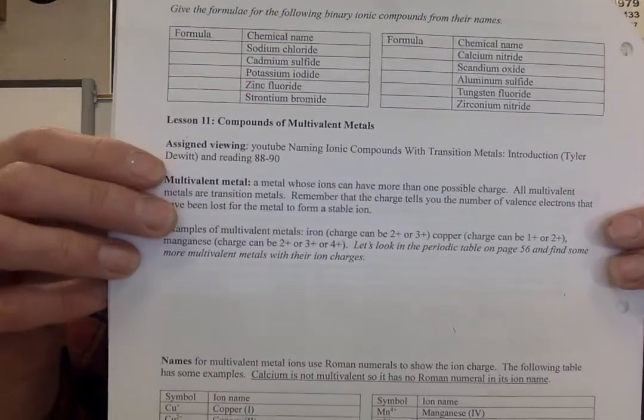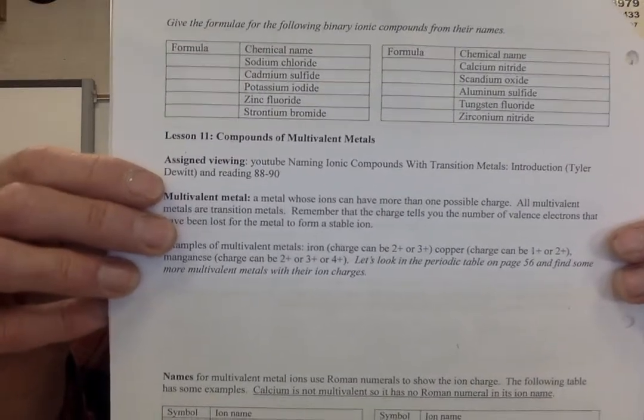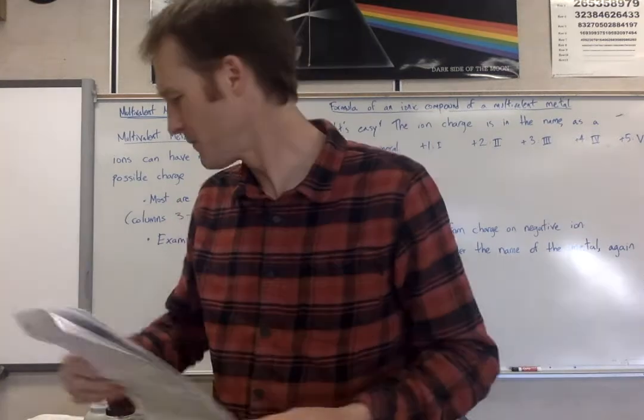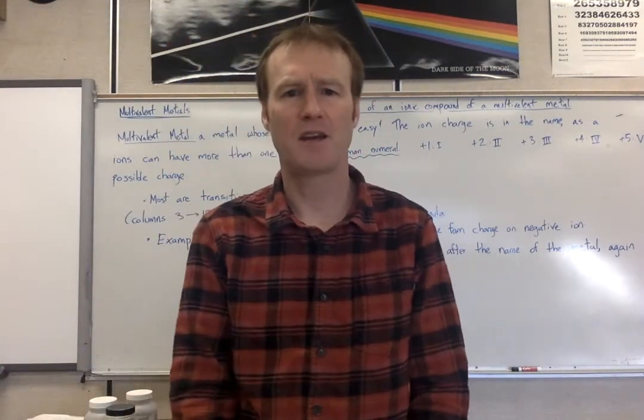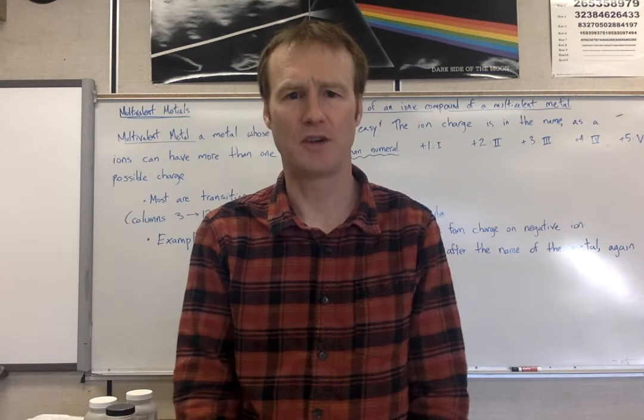So again, this is lesson 11, compounds of multivalent metals. So what's a multivalent metal? That is a metal in the periodic table that can have more than one possible ion charge.